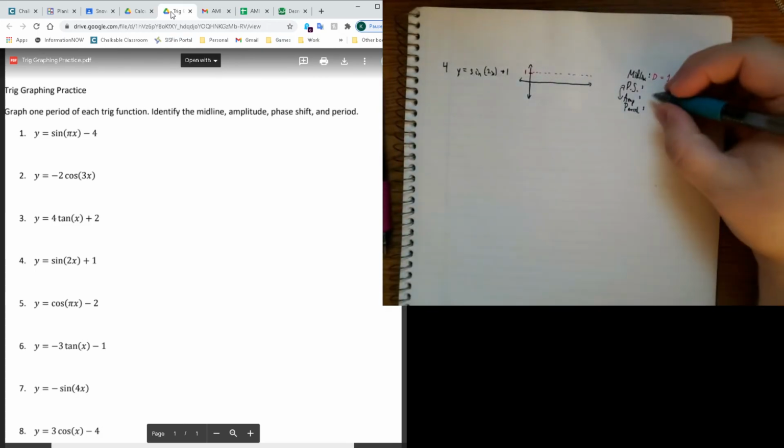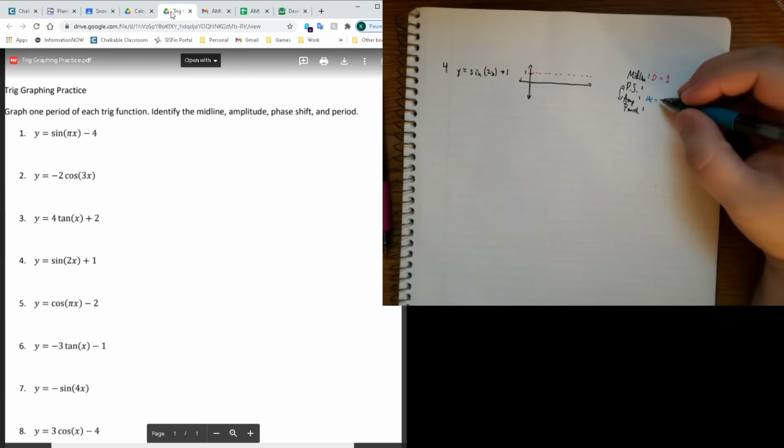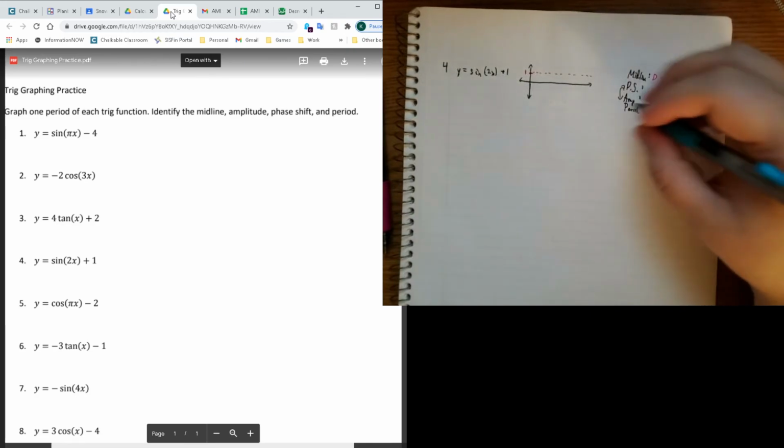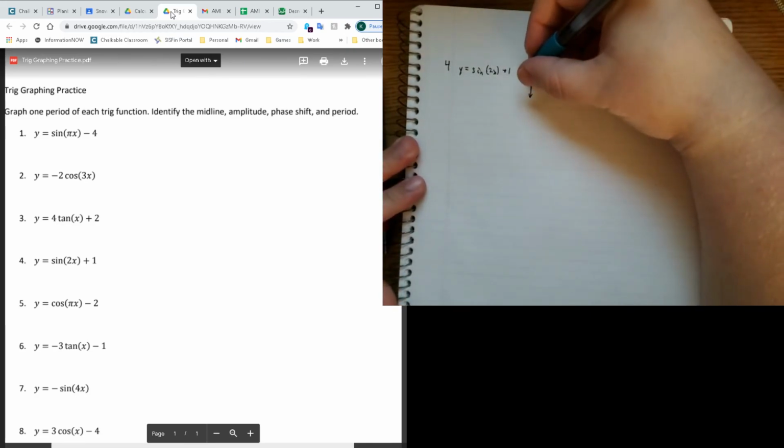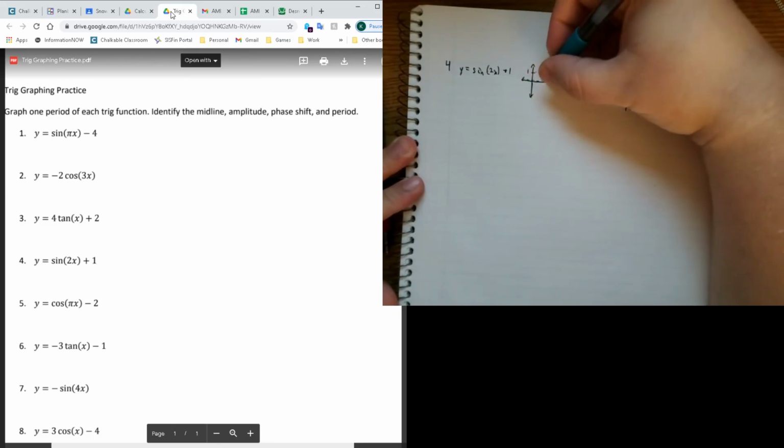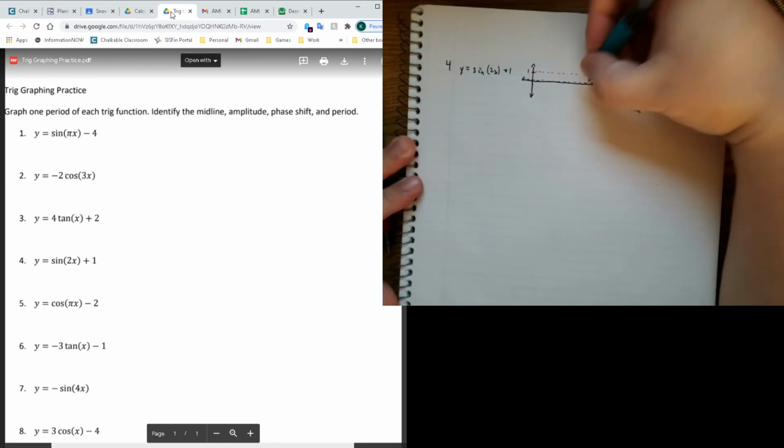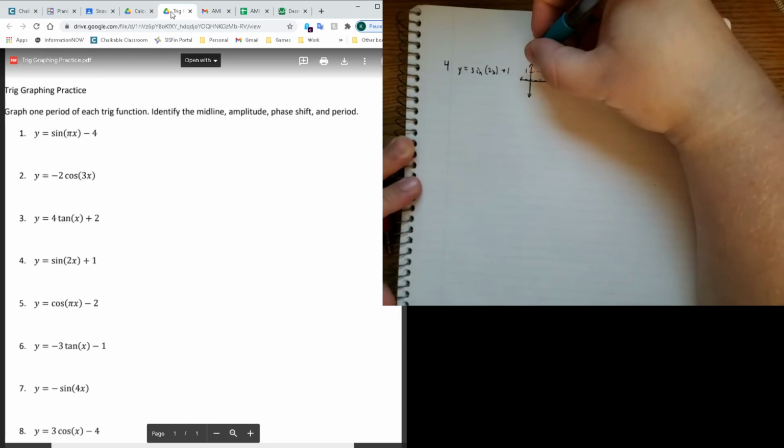I'll do my amplitude next. Amplitude is based upon the value of a, the absolute value of a. In fact, in this case, there is no number out front, so we assume that number is a 1, which tells me I need to go up 1 and down 1 from my midline. So down 1 is easy. That's the axis. Let me get my blue line, there we go. And the up one will be up here at 2.